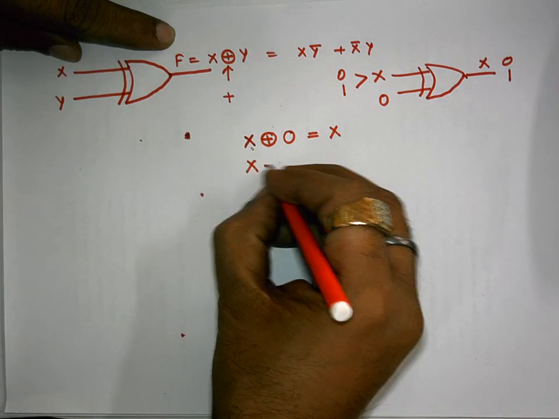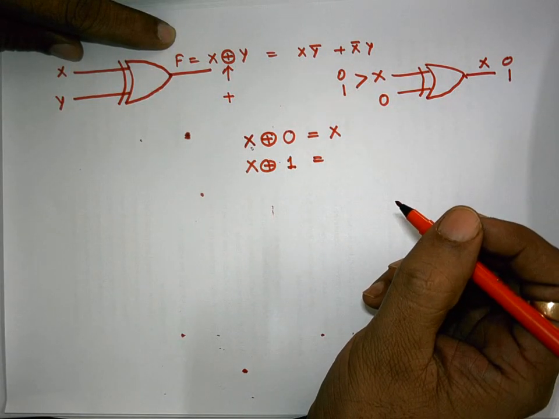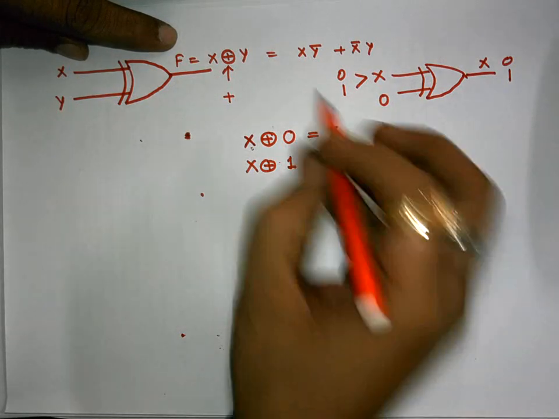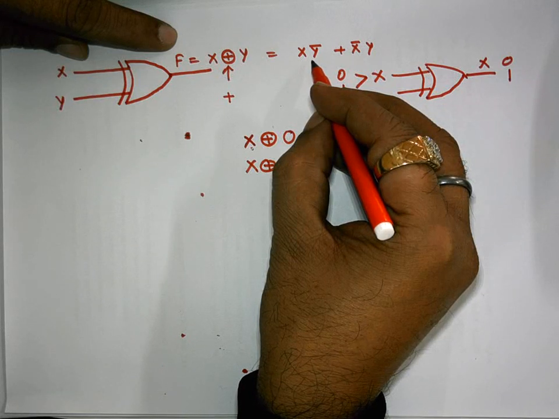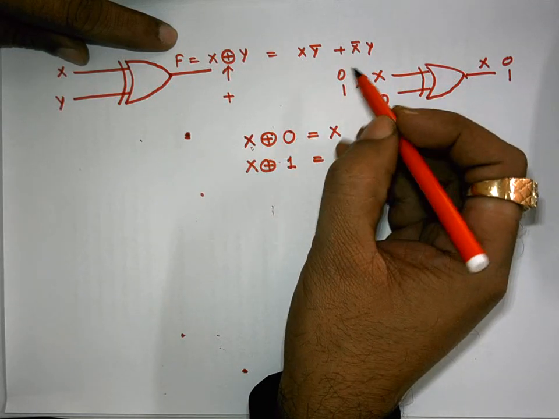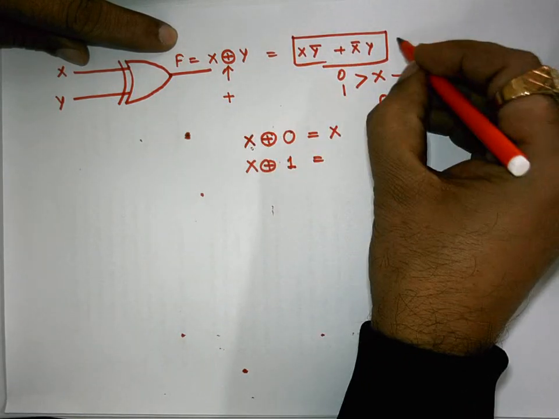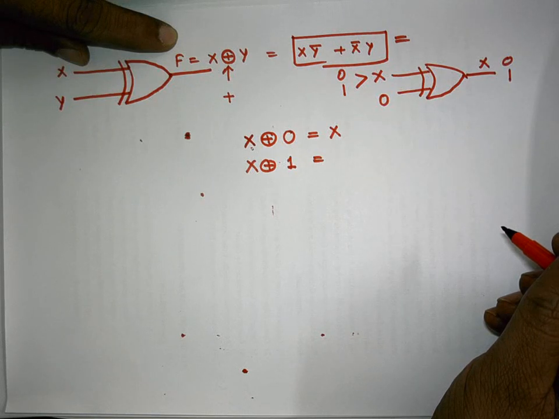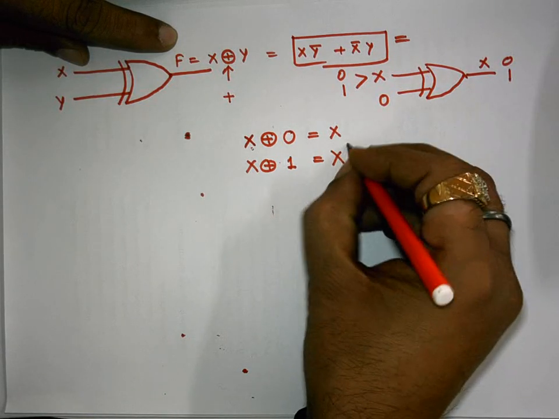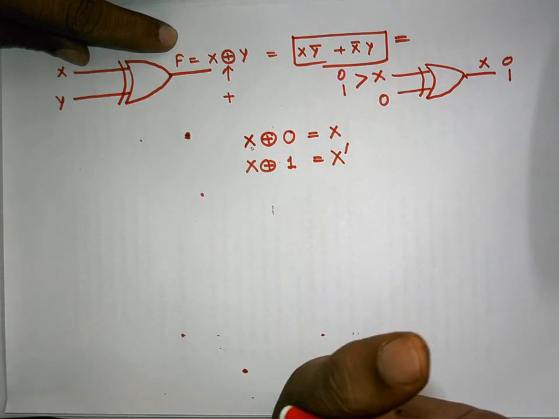Now X exclusive ORed with 1. X exclusive ORed with 1. So what will be the output? You apply the mathematical expansion for the exclusive OR gate. What will you obtain? X bar. Okay. So this is X bar. Got the point?